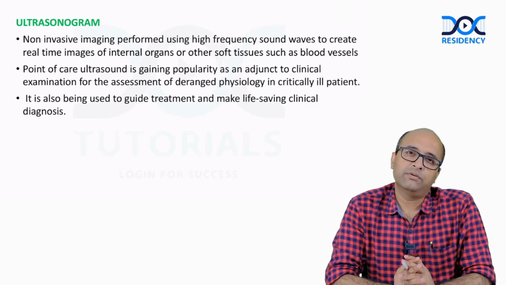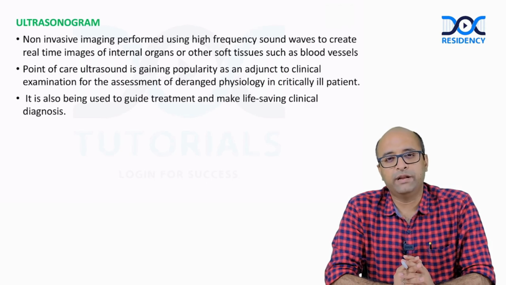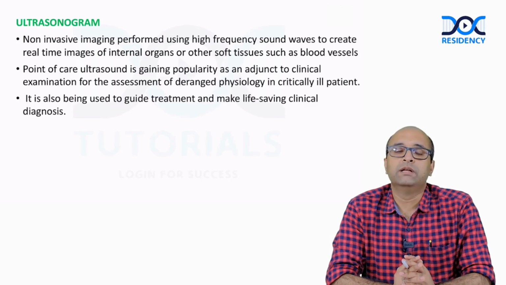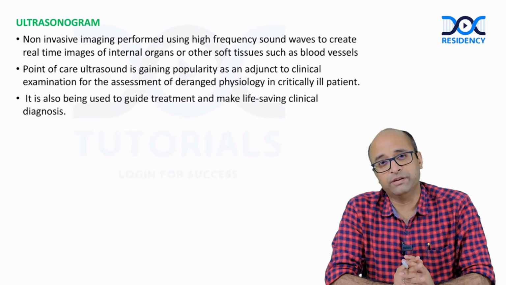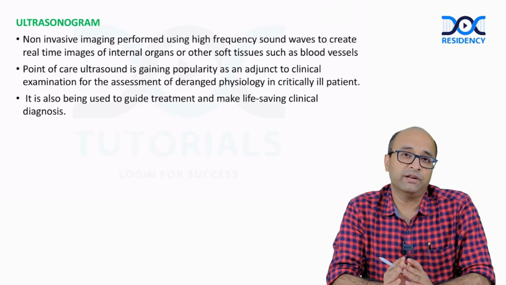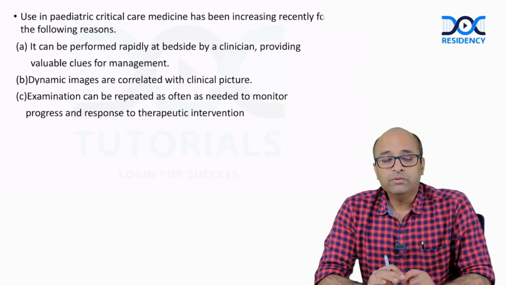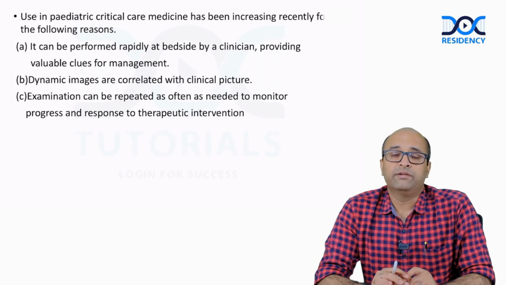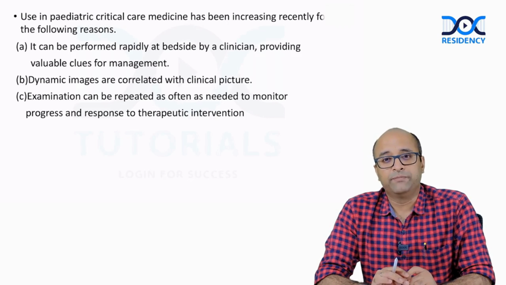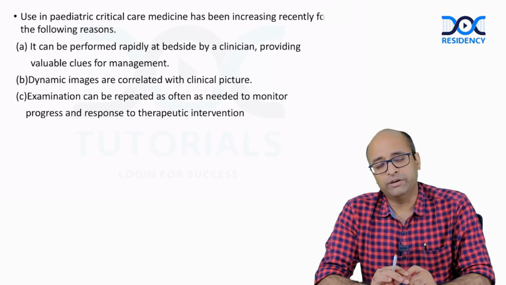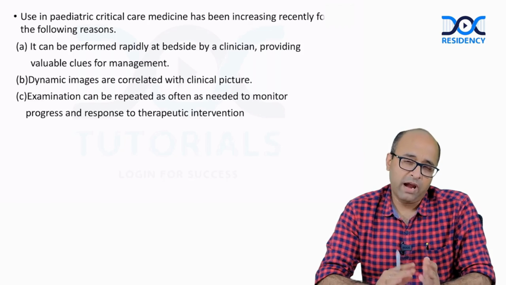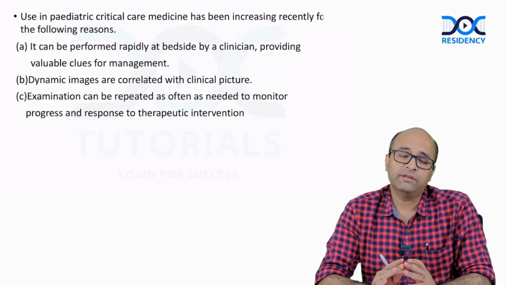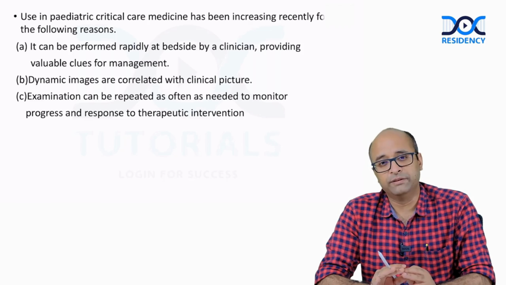Point of care ultrasound is gaining popularity and it is an adjunct to clinical examination for assessment of deranged physiology. It is also being used to guide treatment and make life-saving critical decisions immediately as soon as we receive a child in ER. When we use ultrasound in pediatric intensive care unit or in pediatric emergency, it is usually done for three important reasons. First of all, it is rapid and at bedside we can do it. It gives us very helpful clues in managing the child.